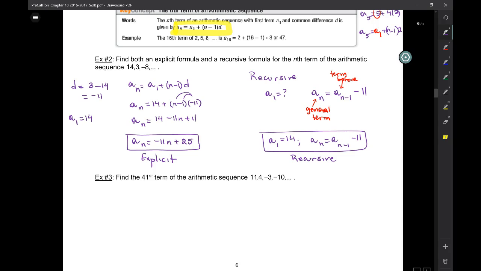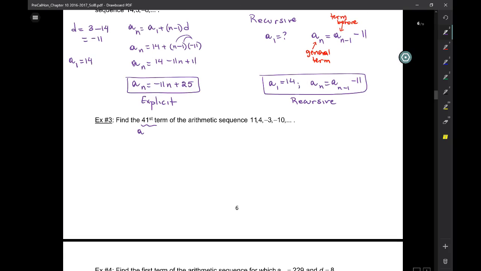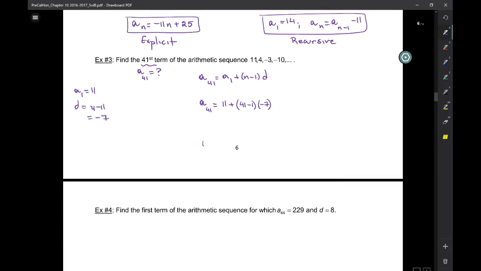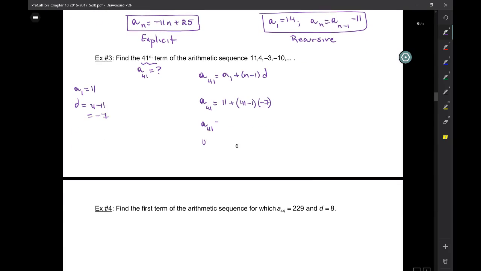Okay. First term of the arithmetic sequence, so we want to find A of 41. So A41 is equal to A1 plus n minus 1 times D. Okay, what is A1 for this problem? 11, and D is 4 minus 11, negative 7. So the 41st term is 11 plus, okay, n minus 1, that's 41 minus 1 times negative 7. Okay, and that is apparently negative 269.